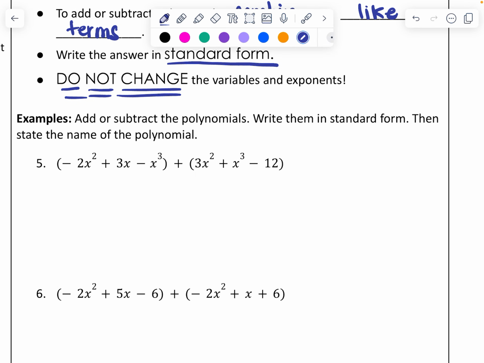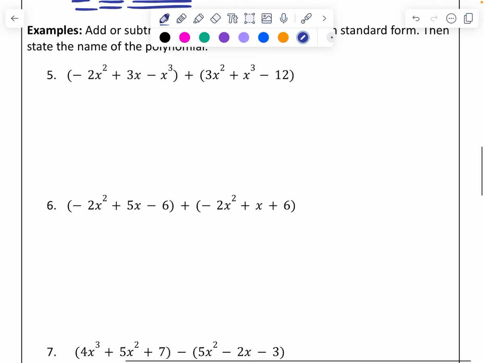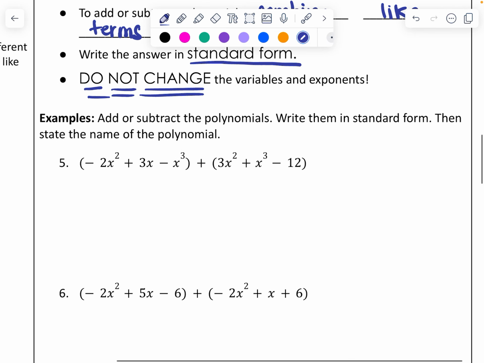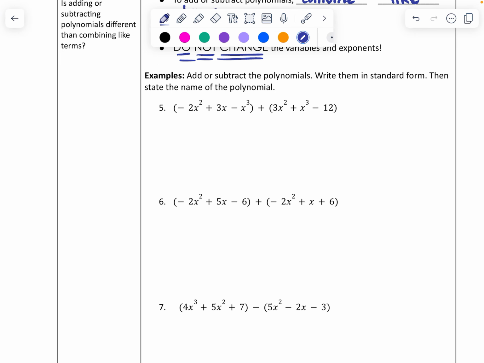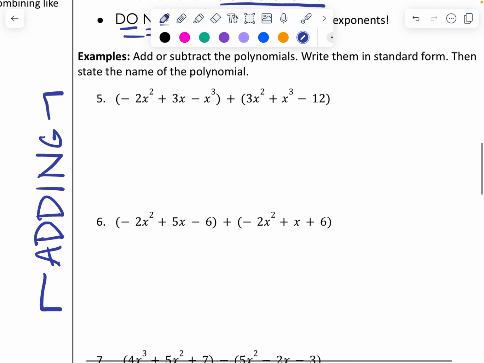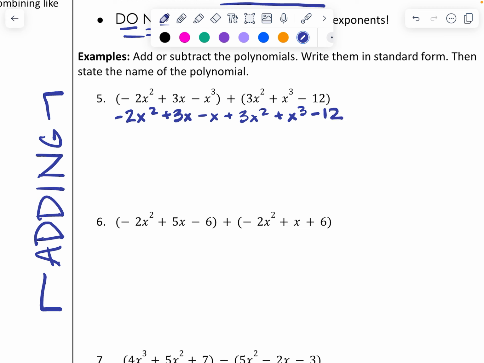So, when we are adding, I'm going to write it over here. We are adding in these 2 examples. You're just going to rewrite this without the parentheses, because all we have to do is combine like terms. So rewrite without the parentheses. And now combine like terms.